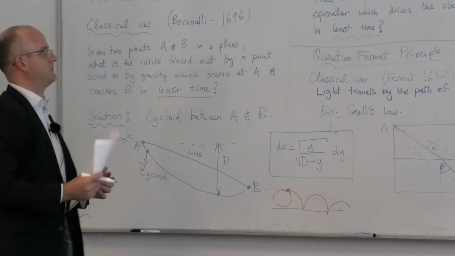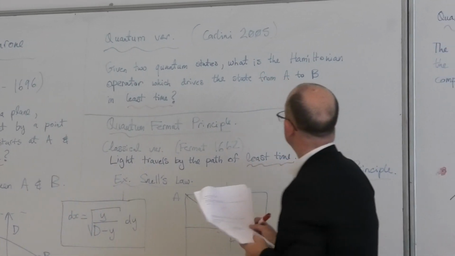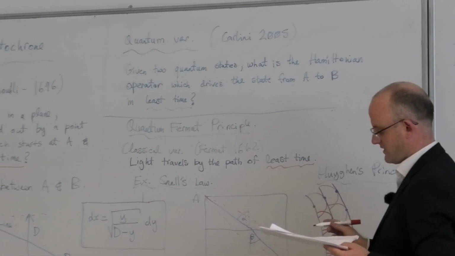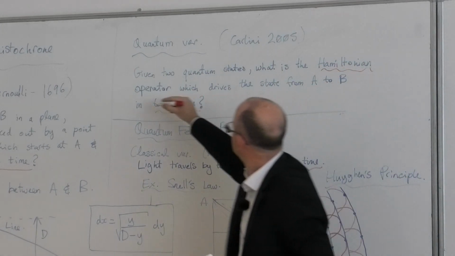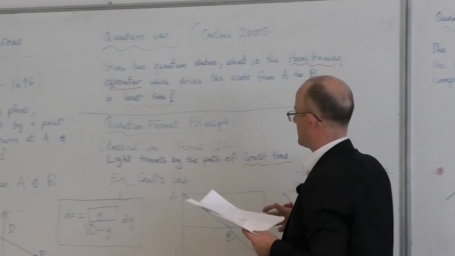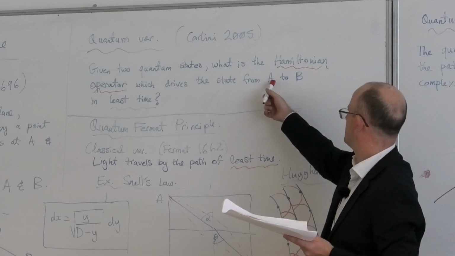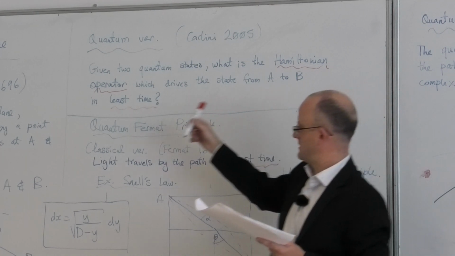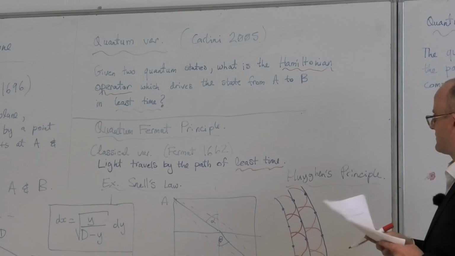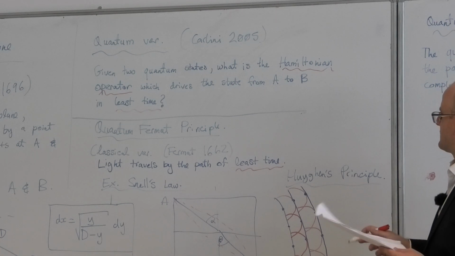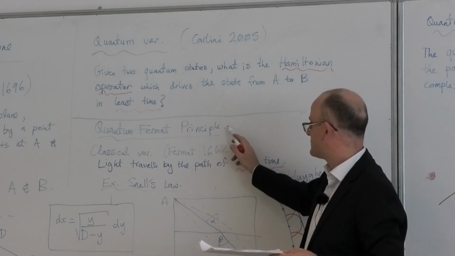Now, the quantum version of this problem says, given any 2 quantum states, what is the Hamiltonian operator, which we'll define, which drives the quantum state from state A to state B in least time? You can see how these two problems correspond to each other. Now, there's an associated principle which goes along with this called the quantum Fermat principle.